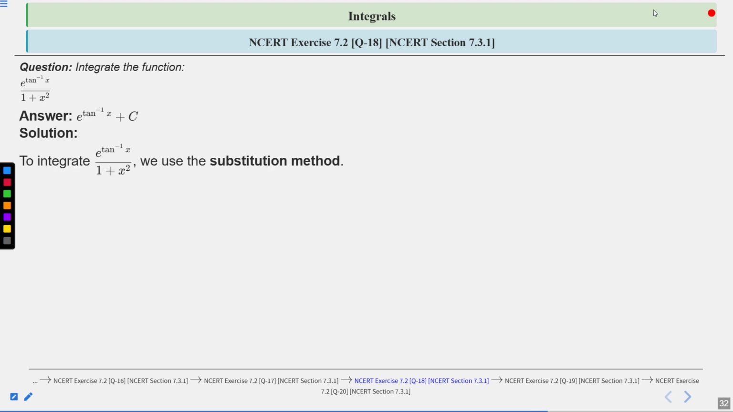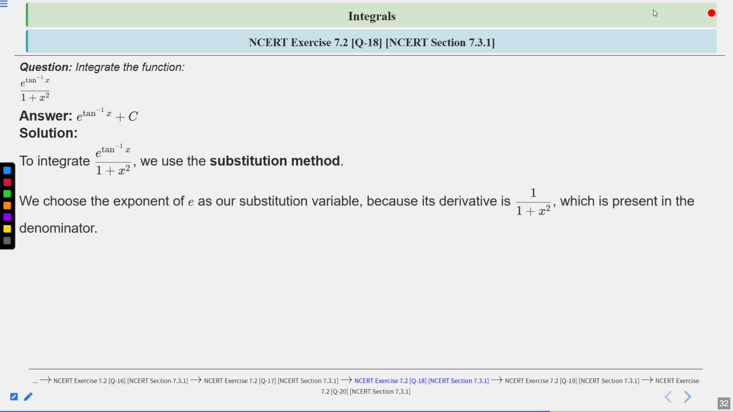Let us see the solution part. To integrate e to the power tan inverse x upon 1 plus x square, we use the substitution method. We choose the exponent of e as our substitution variable because its derivative is 1 upon 1 plus x square, which is present in the denominator.